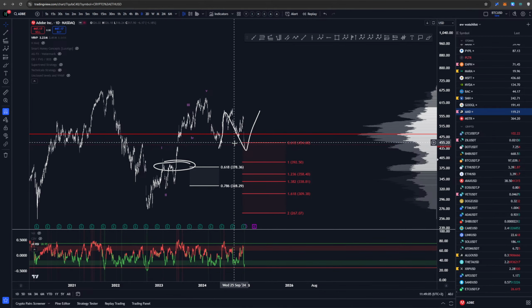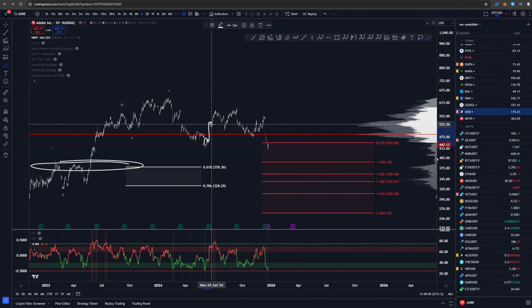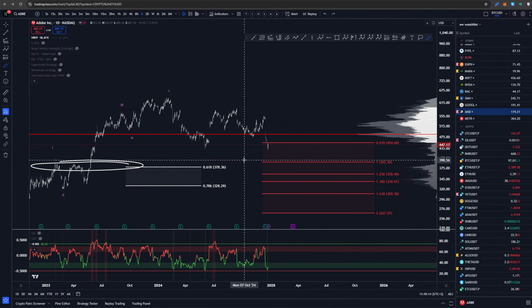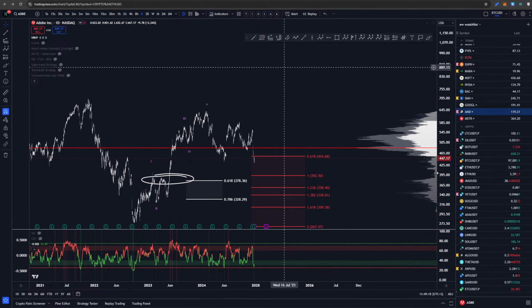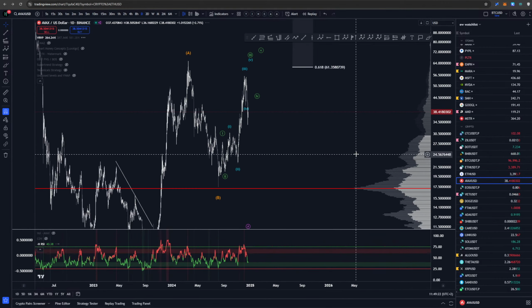Too enthusiastic about it. Previously here as well, even though this looked like a 5, we took out already the low, so we can't really trust this too much. But hopefully that cleared something up. AVAX.